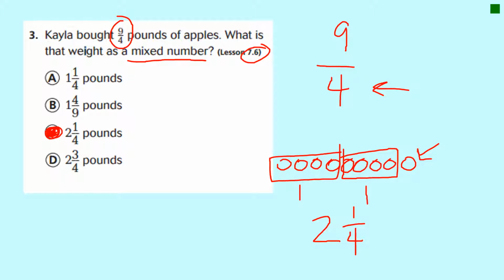Do you guys remember that you can also do division? 9 divided by 4. I always think to myself, how many whole times does 4 go into 9? How many whole times? That gets me the whole number. 4 goes into 9, 4, 8, 2 whole times. So I used 8 of those pieces, and we had 9, so there's 1 left over. That gives us the 1/4 for the fraction.